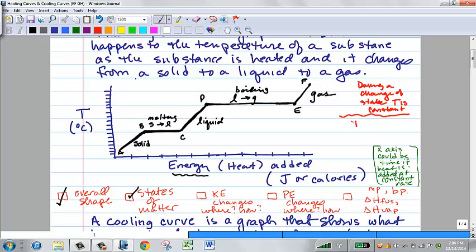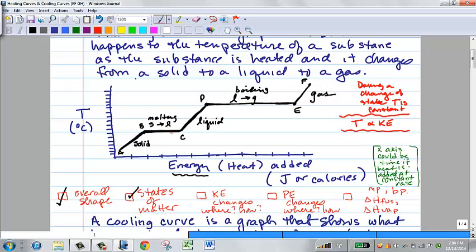And that tells me that nothing's happening to the kinetic energy of the molecules there, because temperature is directly proportional to kinetic energy. We're going to use this Greek letter alpha to represent proportional. And so temperature is directly proportional to kinetic energy. If temperature is directly proportional to kinetic energy, when the temperature is constant, the kinetic energy is constant. So in those flat portions of the curve, the kinetic energy is not changing.